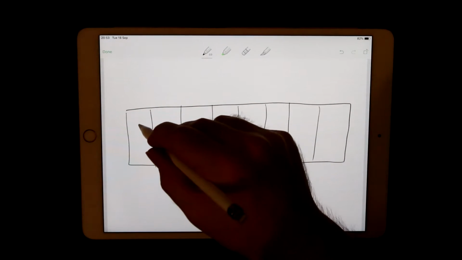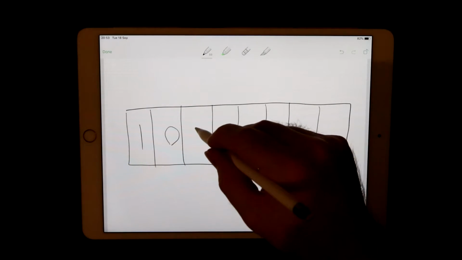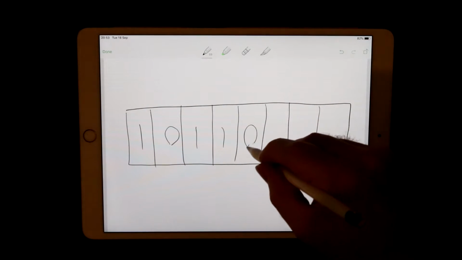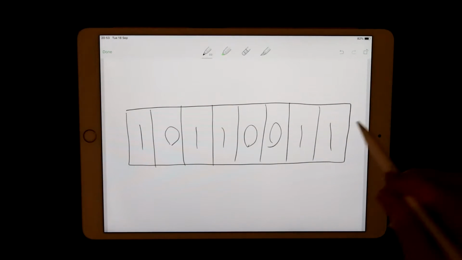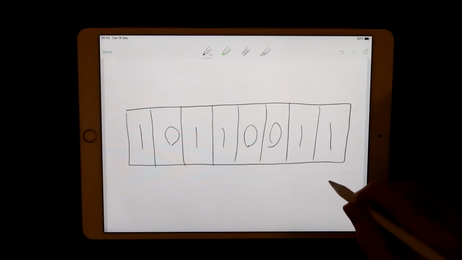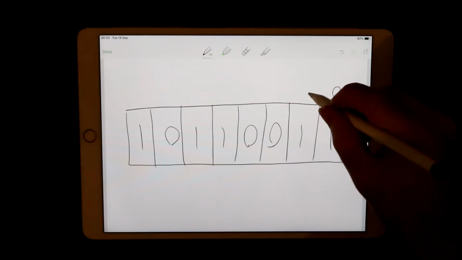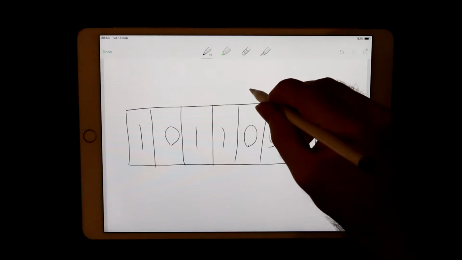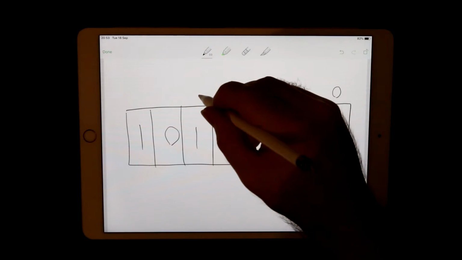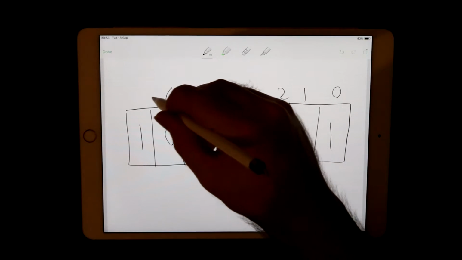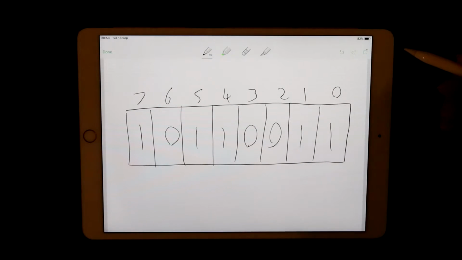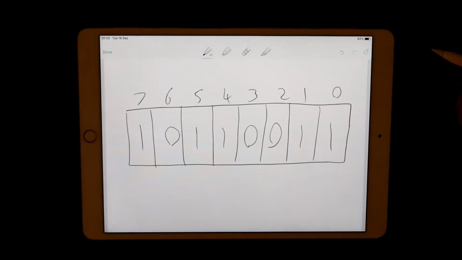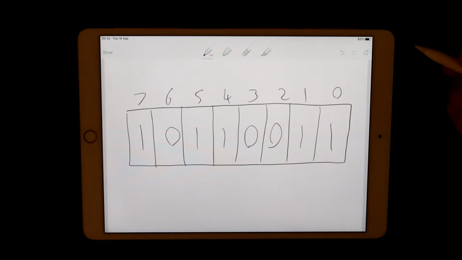For example, 1, 0, 1, 1, 0, 0, 1, 1. We have 0, 1, 2, 3, 4, 5, 6, 7. So 1, 2, 3, 4, 5, 6, 7, 8 bits. And this is a byte.